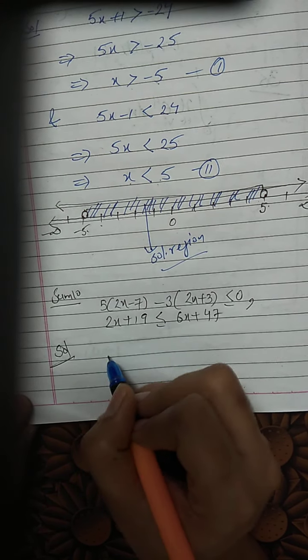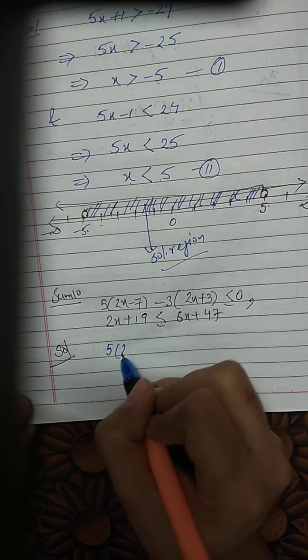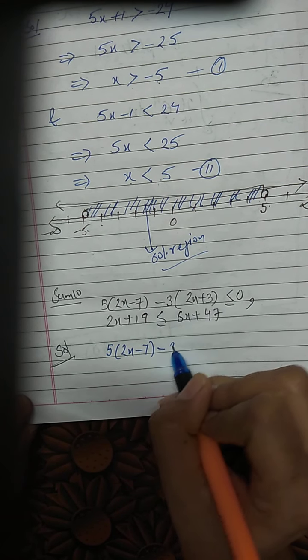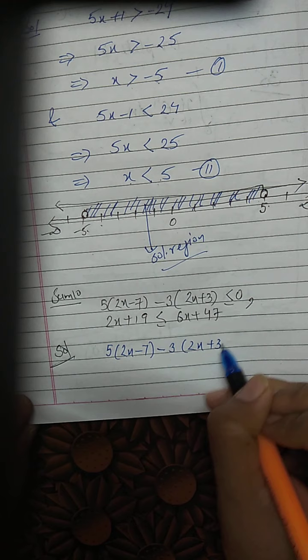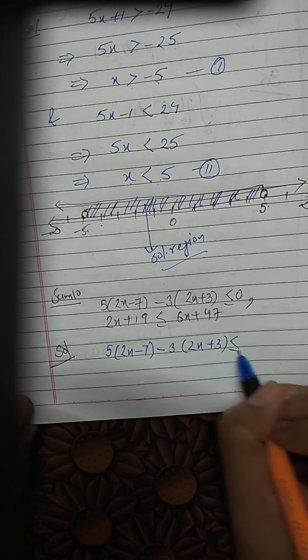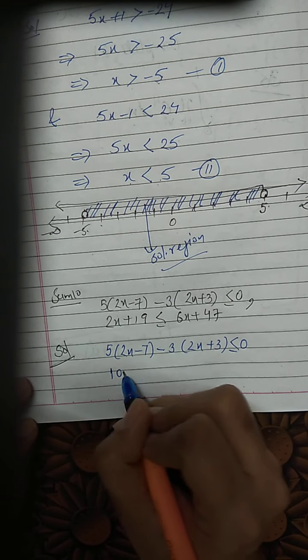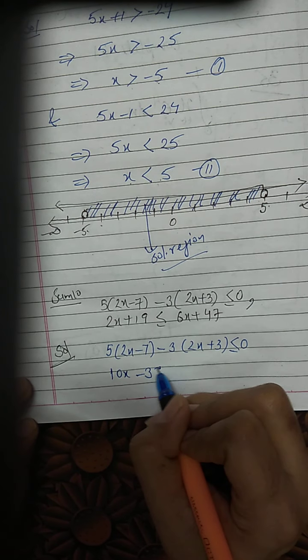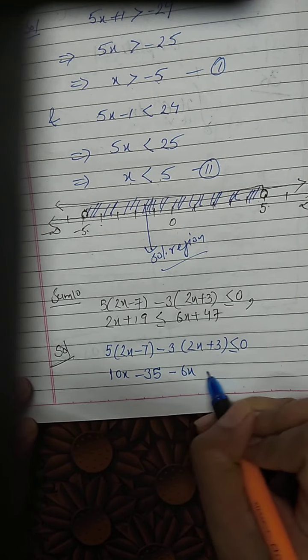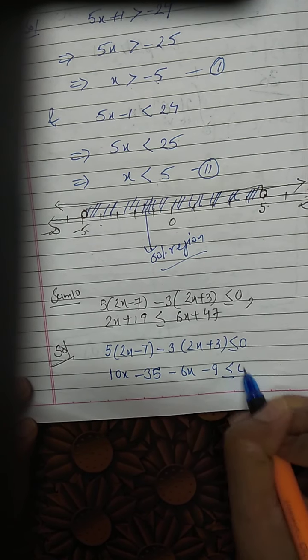We will consider the first inequality. It is 5 into 2x minus 7 minus 3 times 2x plus 3, which is less than or equal to 0. So let us solve. Here we have 10x minus 35 minus 6x minus 9 less than or equal to 0.